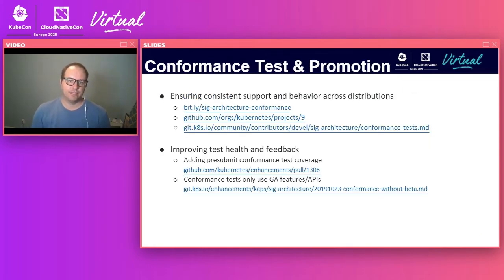Conformance tests and promotion. This is kind of the necessary follow-up to API review, right? During the API review process, it's important that we look at it and say, will this work everywhere as expected? But in order to really verify that that is the case, you need to follow through on ensuring that things are tested.